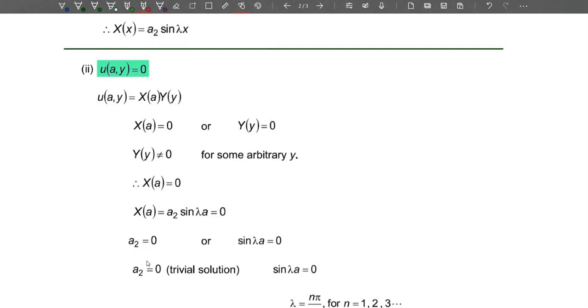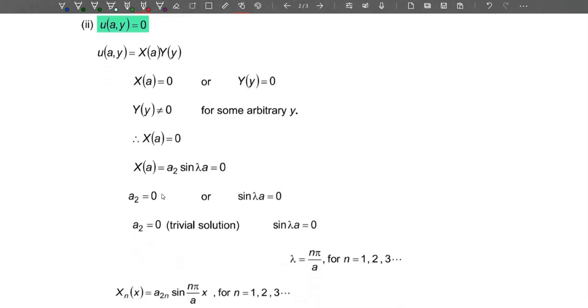Therefore here we have a2 equal to 0, which means it will be a trivial solution. Okay, so right now just write a2 does not equal to 0. Therefore, sin lambda a equal to 0 here.